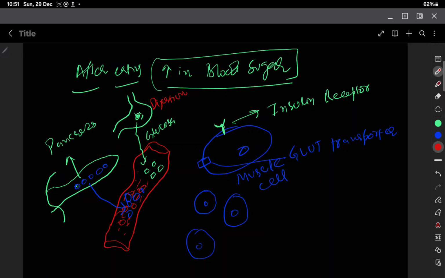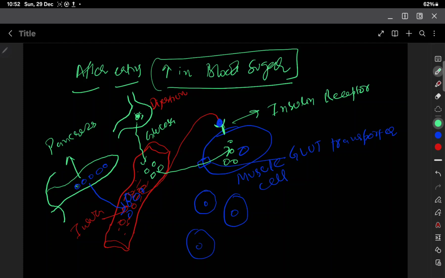First, this insulin which is present here, this is the insulin. This insulin will act on the insulin receptor. Okay, so this is the insulin, it acts on the insulin receptor. When it acts on the insulin receptor, this GLUT transporter opens, and it takes this glucose inside. So then this glucose goes inside the cells. So this is the normal functioning in the body.